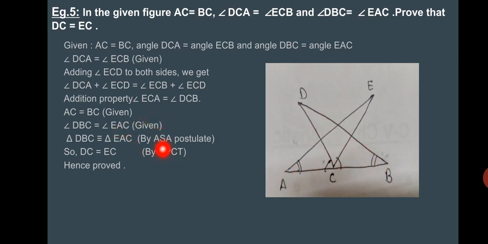So by angle side angle, this angle is equal and this angle is also equal, and this side is equal. By the angle side angle property, both triangles are congruent, and we can easily write DC = EC.